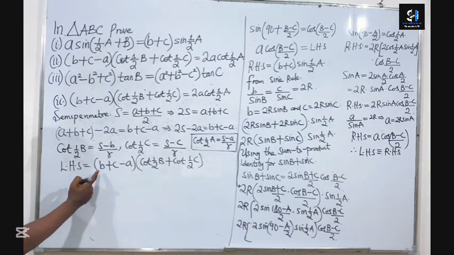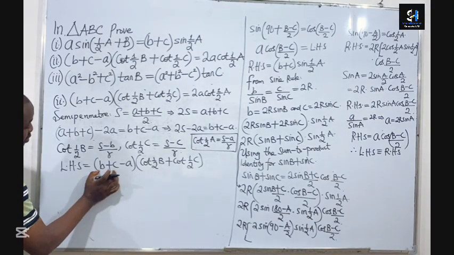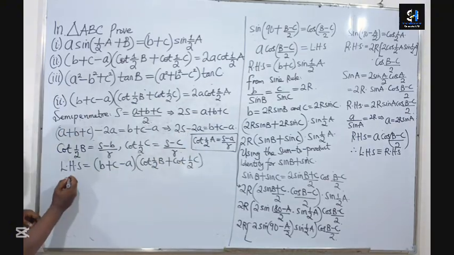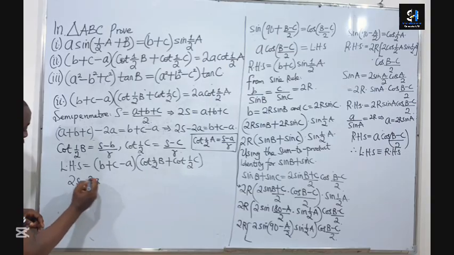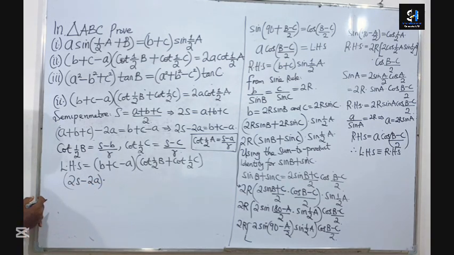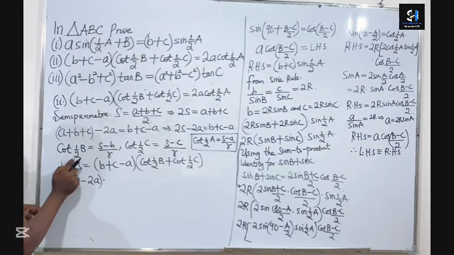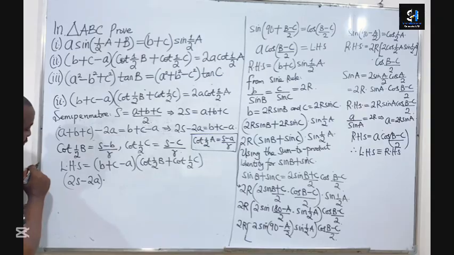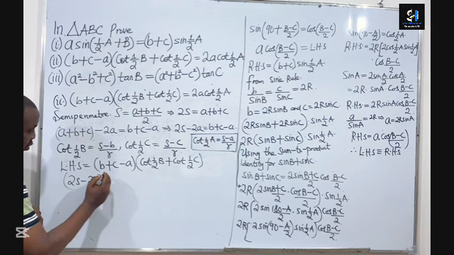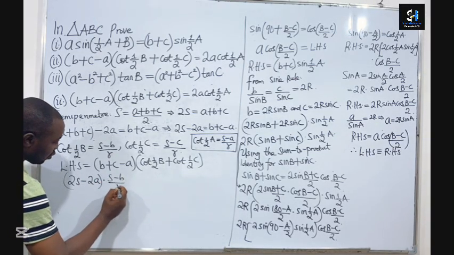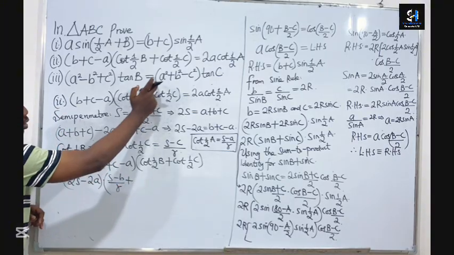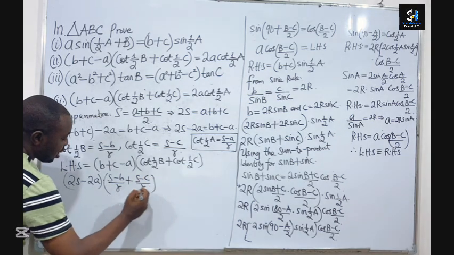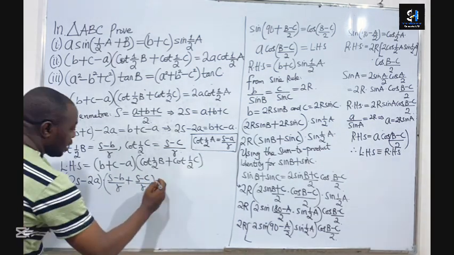All right, so in this case, we already know that B plus C minus A is 2S minus 2A. So this will be 2S minus 2A. Then multiply by the in-radius formula for the half angle formula for cotangent, okay? We have that to be S minus B over R, plus S minus C over R, okay? So we can add this together.